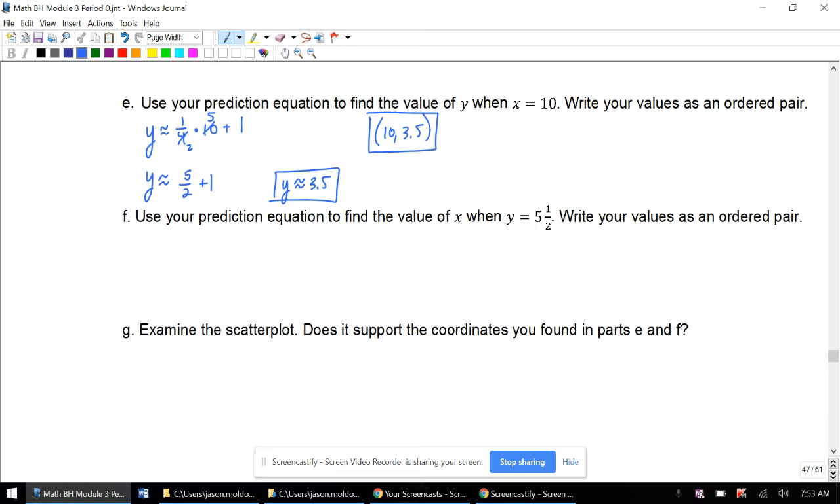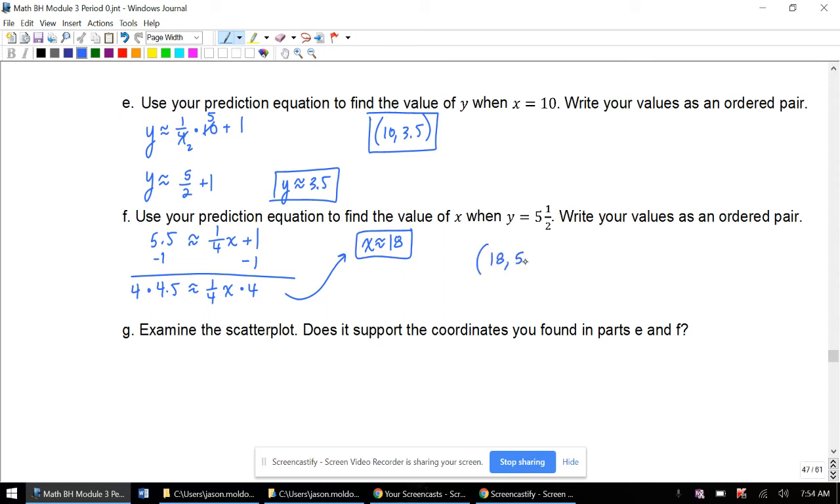We'll do the same thing. This time they want us to find x when y is 5 1/2. So this time we're going to solve. And we get 18. And so the ordered pair for this would be (18, 5.5).